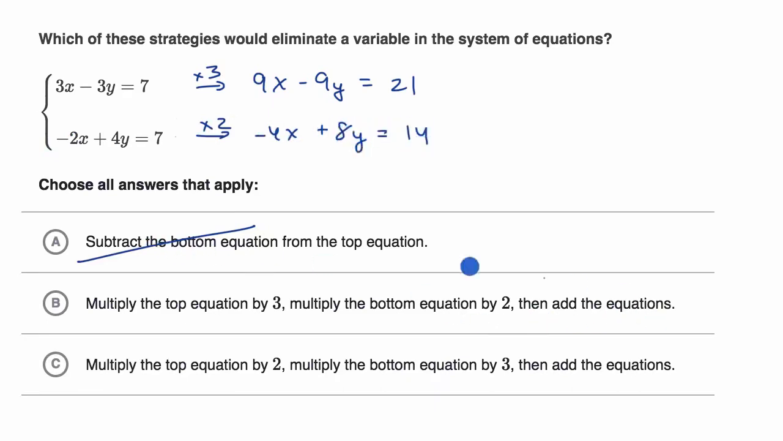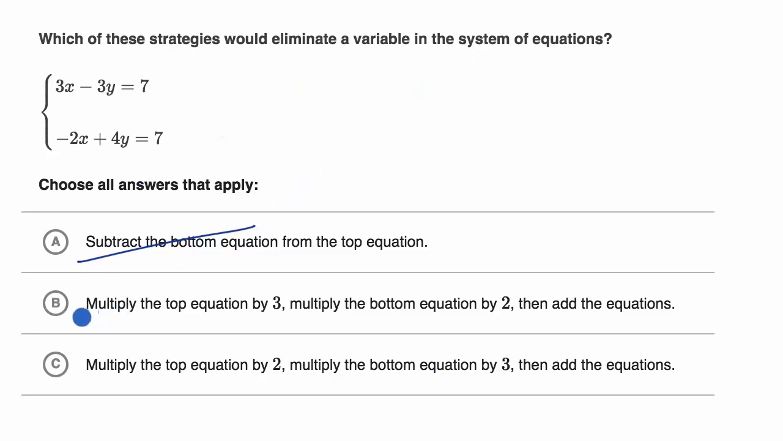And then they say add the equations. Well, if I add 9x to negative 4x, that doesn't eliminate the x's. That gets me to positive 5x. And if I add negative 9y to positive 8y, that also doesn't eliminate the y's. That gets me to a negative y. So choice B, I can also rule out. Once again, deleting all of this so I have space to try to figure out choice C.